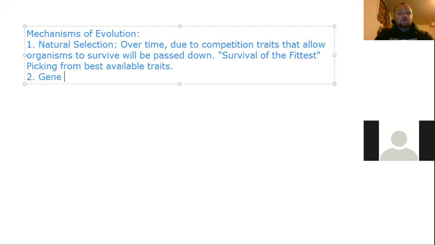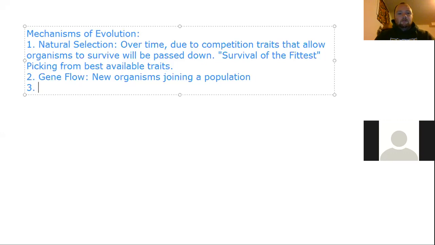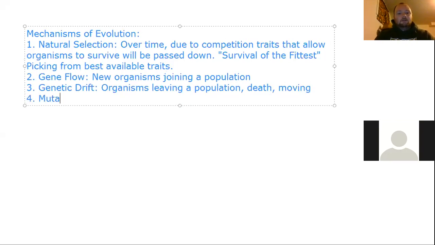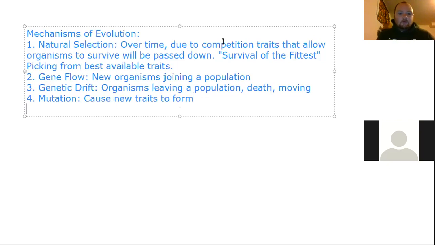Another one is going to be gene flow. Okay, and this is going to be new organisms joining a population. All right, number 3 is going to be genetic drift. Okay, this is going to be organisms leaving a population, and this could be due to death or just moving. The 4th one, you're going to need mutations, okay, random mutations, and these will cause new traits to form. Okay, and remember we talked, they're not super common, but they do occur, all right?